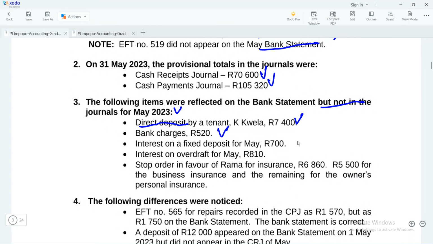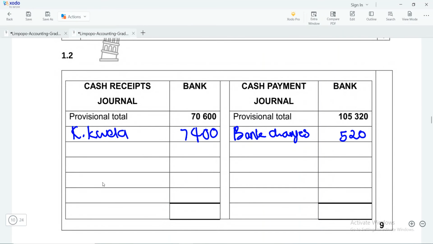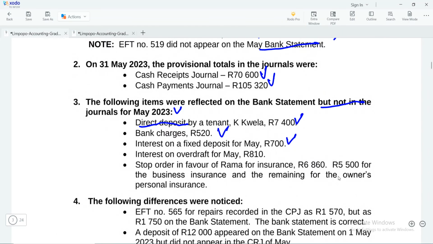And then next you can go to the next transaction. Here they're saying interest on fixed deposit for May. Interest on fixed deposit, we know, is interest income and it's 700. So we'll just write interest on fixed deposit. It will go in the CRJ. Interest on fixed deposit, 700. And then from there you will go to the next adjustment. Remember, all of these you need to make sure that they are recorded.